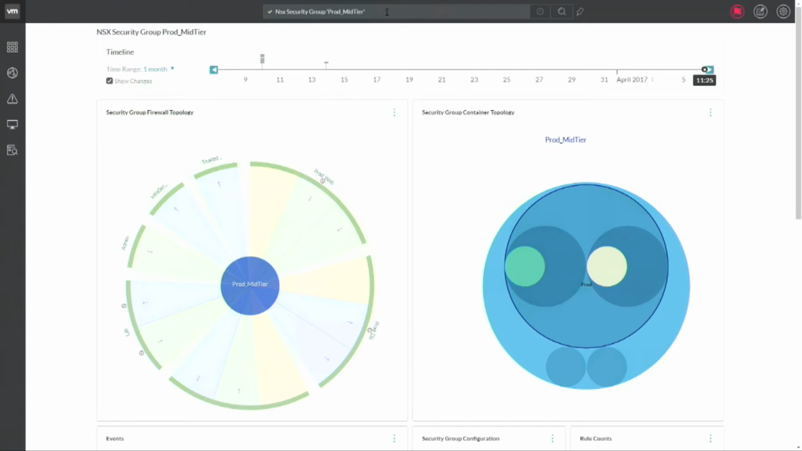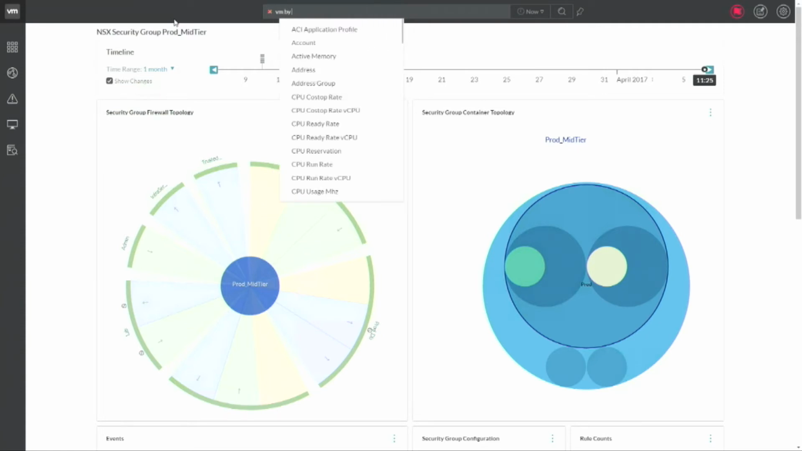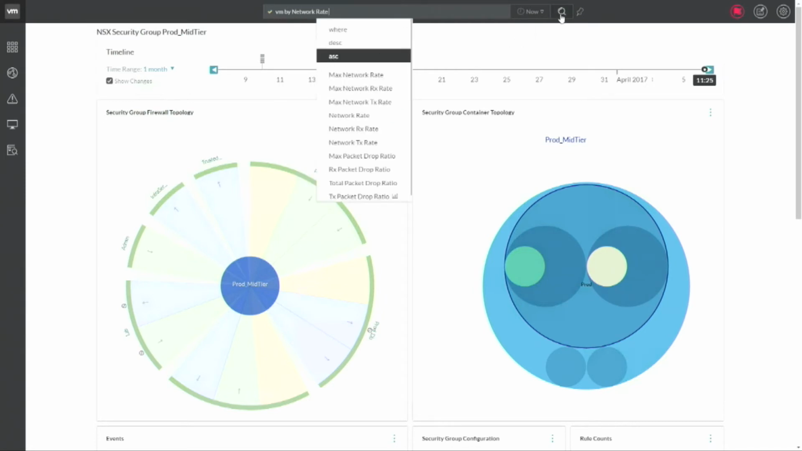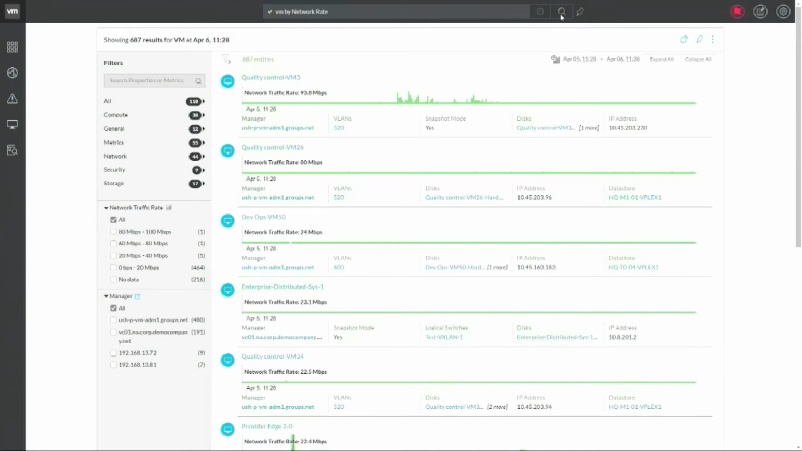Some additional areas that I can show you from our natural language search, just to give you some examples. So I want to see all VMs by network rate. So this will produce for me a list of my VMs based on the amount of traffic that they are sending across the wire. Right? So I can get a quick look at where are the hotspots in my environment from a network perspective.